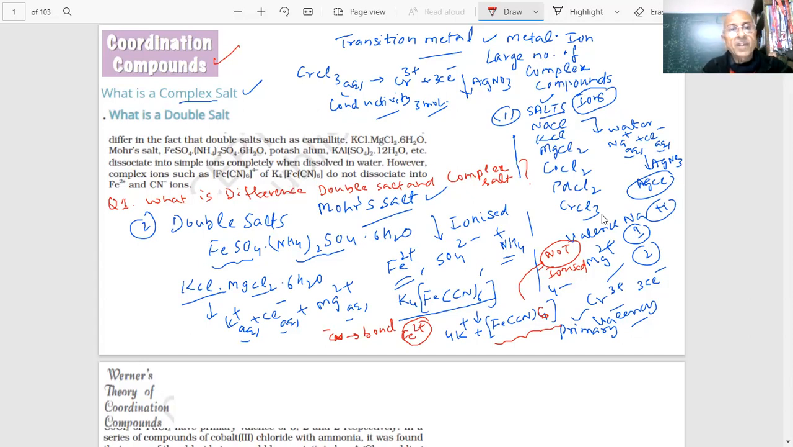Therefore, the first thing we have understood is that there is a different type of double salt, students, which is not completely ionized in solid or in aqueous solution. And we are saying these are formed mostly by transition metal ions. Which are the transition metal ions? You already know: chromium, cobalt, iron, manganese. All these transition metals you know. We have given you a complete list in the 3d series, students. So many: copper, nickel, all this.